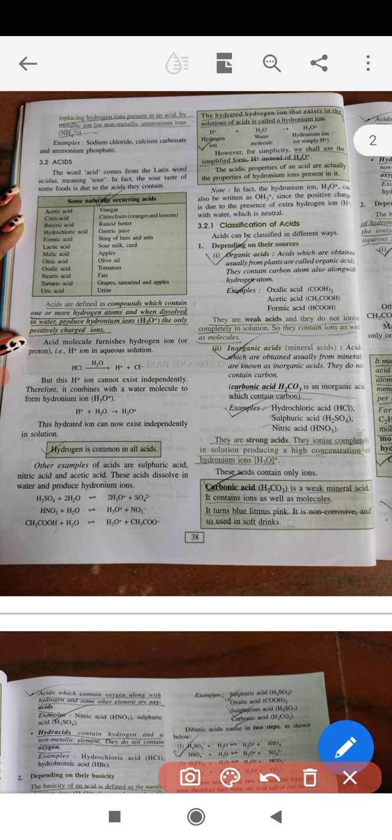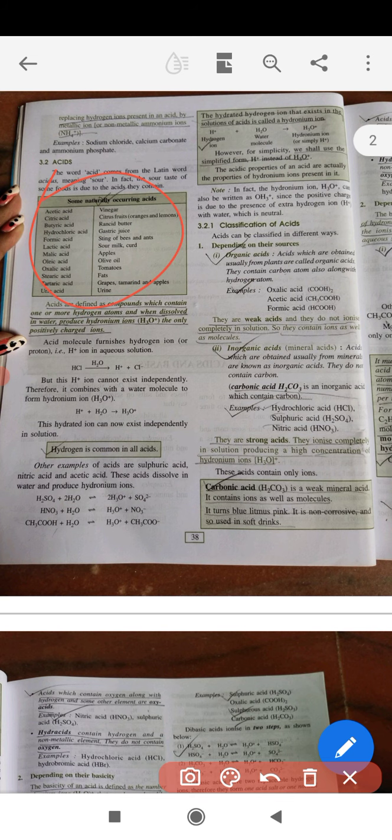And there are two types of acids, organic and inorganic. Inorganic acids are those prepared in the lab or extracted from minerals. And organic means from the living body, naturally occurring, they are called organic acids.